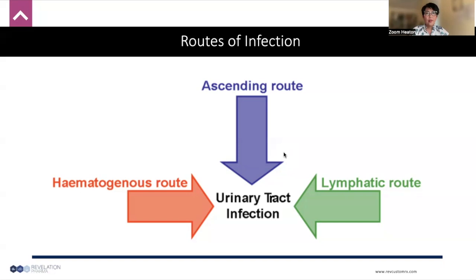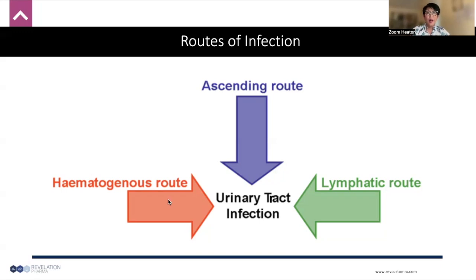So in healthy patients, most uropathogens originate from rectal flora and they enter the urinary tract via the urethra into the bladder. And this is the ascending route. And uropathogens initially adhere to and colonize the urothelium of the distal urethra. Now, in healthy individuals, infections of the kidney through the hematogenous route are uncommon.